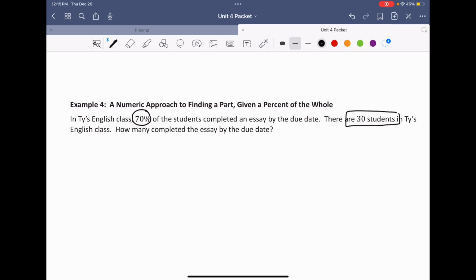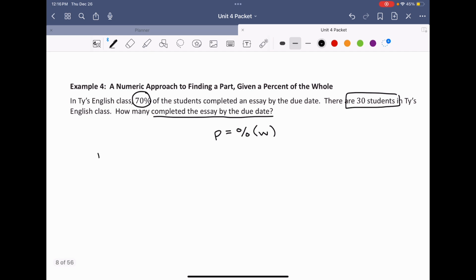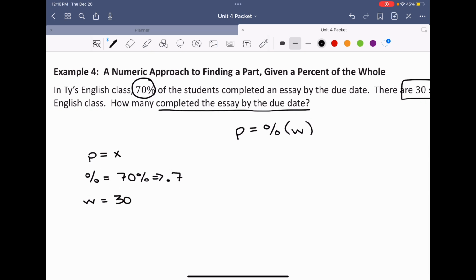There are 30 students. We are looking for how many completed it by the due date. So part equals percent times whole. And I'm going to identify with my cheat sheet off to the side. We are finding the part. We have 70%, but we have to change that to a decimal. So 0.7 is what we will plug in. And the whole equals 30. Because we can't plug in a percent in our formula. So x equals 0.7 times 30. When I multiply them out, x equals 21.